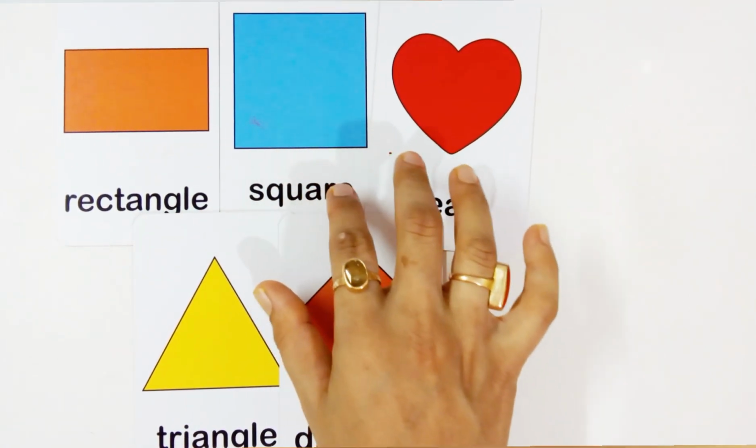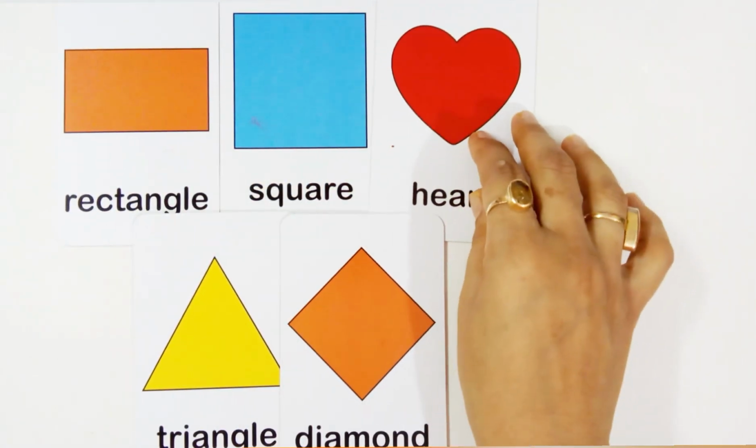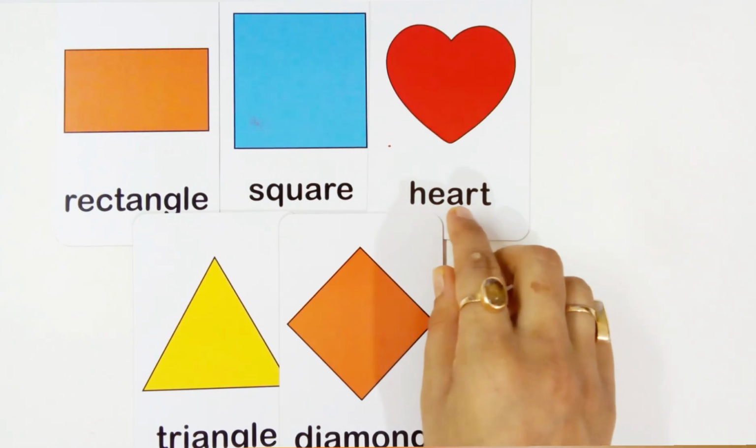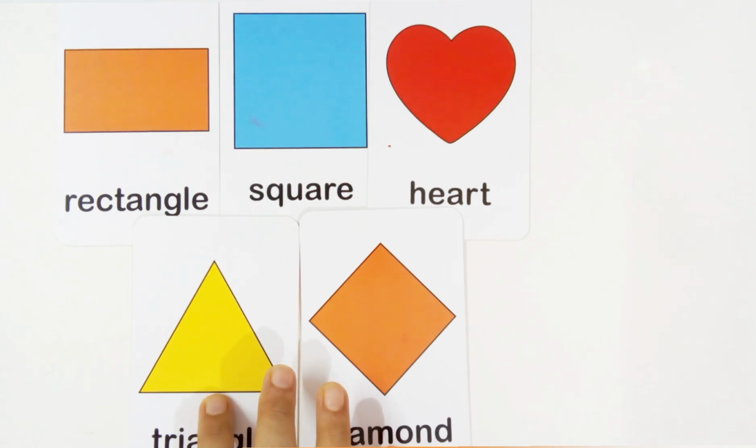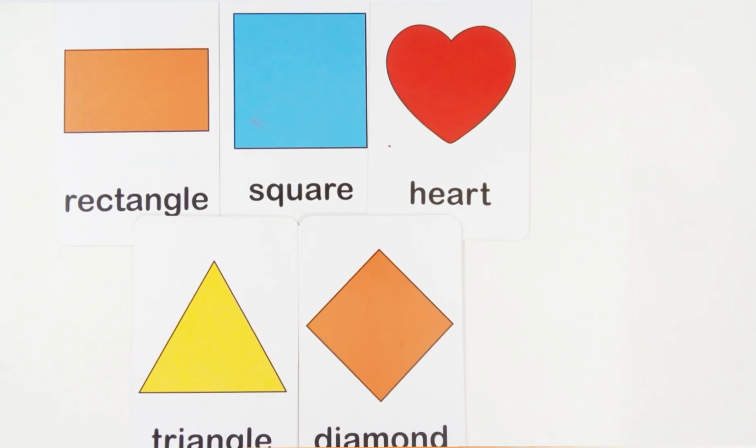R for rectangle, R-E-C-T-A-N-G-L-E rectangle. S for square, S-Q-U-A-R-E square. H for heart, H-E-A-R-T heart. T for triangle, T-R-I-A-N-G-L-E triangle. This is triangle shape. D for diamond, D-I-A-M-O-N-D diamond. This is diamond shape.